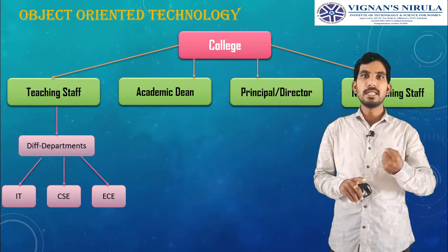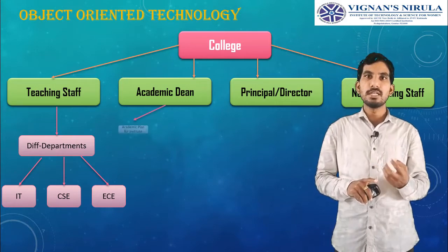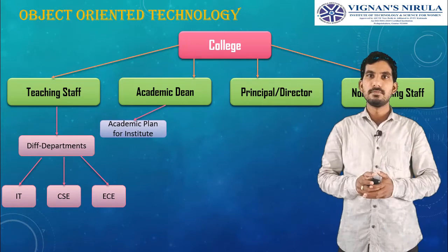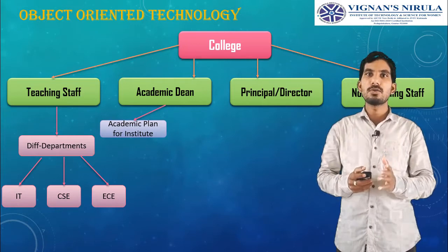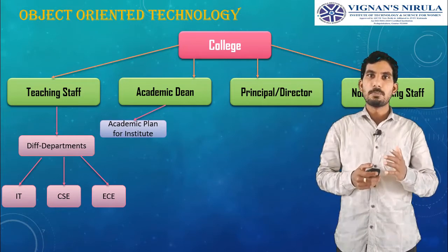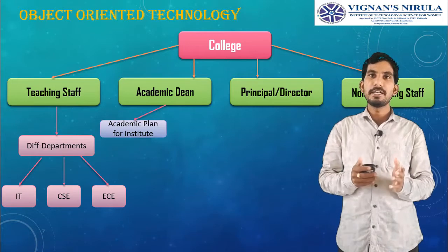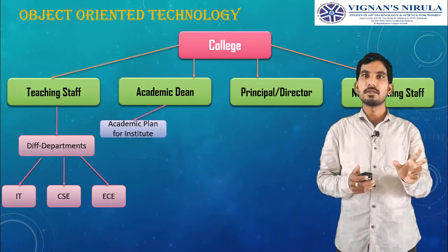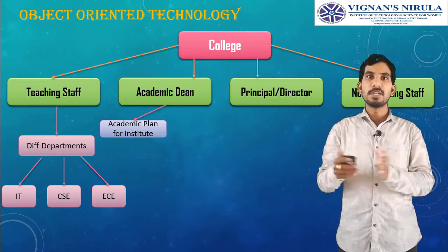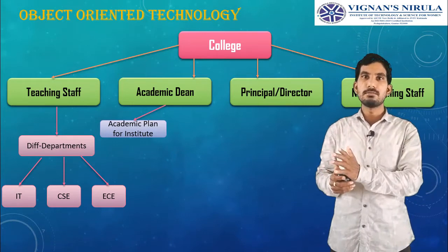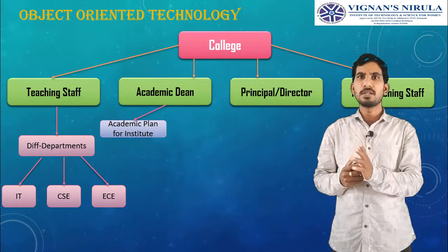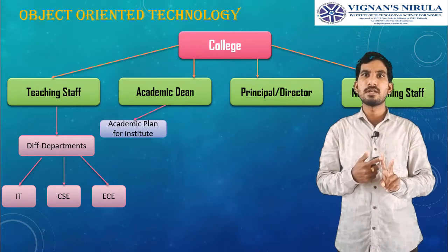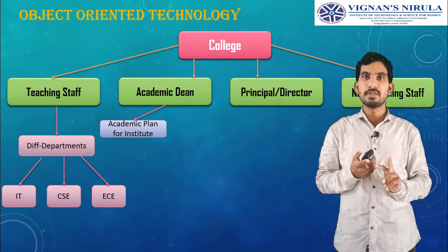The academic dean deals with the academic plans for the institution. And what is the major role of the principal? The principal maintains the entire college. So the college is one object, a non-living thing, and the principal is a living thing. Here also two different types of objects are there, living and non-living.